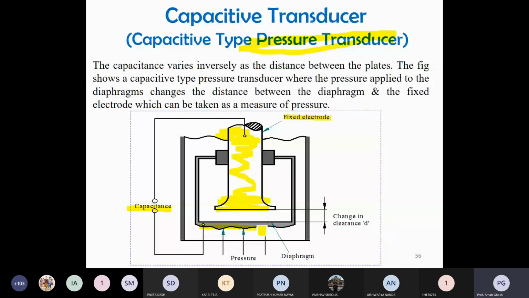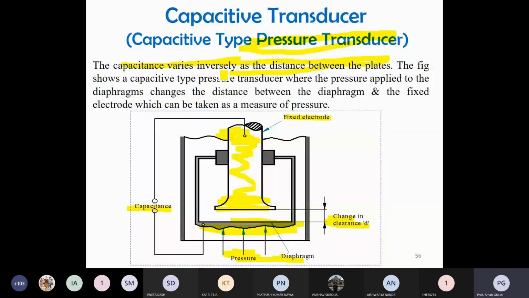Then it is a diaphragm. So the diaphragm is there, and you are giving some pressure to the diaphragm. The diaphragm is moving, and that movement of the diaphragm changes the capacitance. So d, the distance, is changing. If d is changing, the value of capacitance is also changed. That's a simple thing. So what is written? The capacitance varies inversely with the distance between the plates.